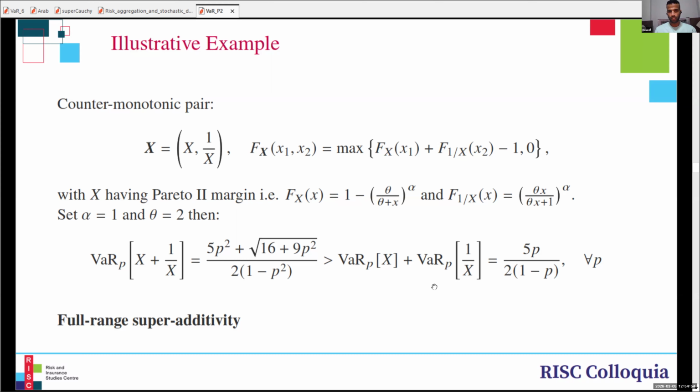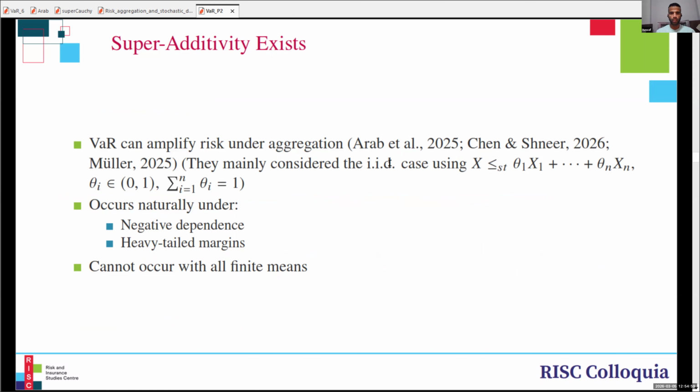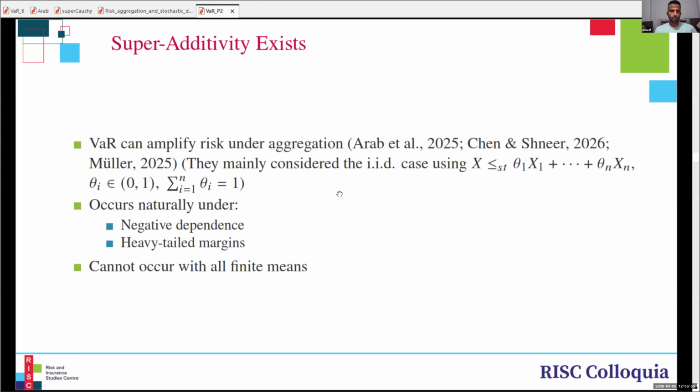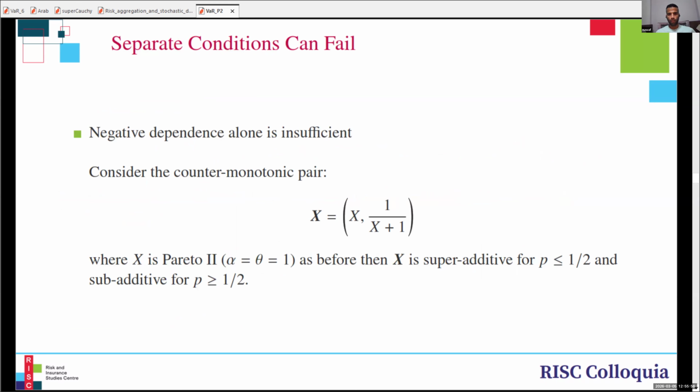And this specific example is not covered by the existing literature. If we go back, we said that most results in the literature consider independent, identically distributed random variables. But in our case here, the two random variables are not independent, and they're not identically distributed either. Even if you take alpha 1 and theta 2, you can work out that this one here is x over 2 plus x, and here the CDF is 2x over 2x plus 1. So the two distributions are not the same. However, there is no existing theory that deals with this.